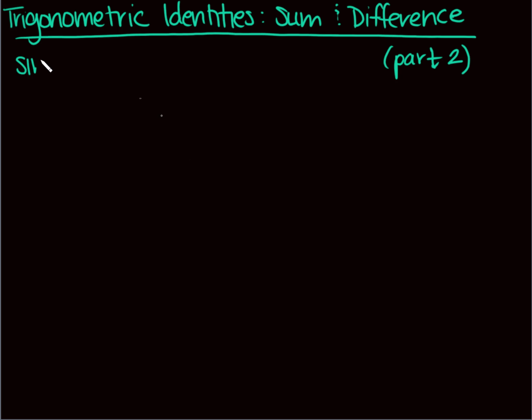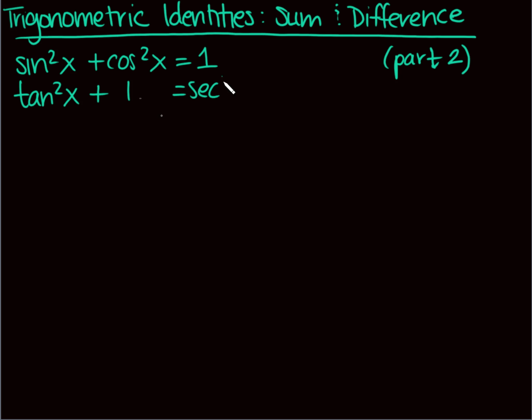So what we know is sine squared plus cosine squared equals 1. And likewise, that means sine squared is 1 minus cosine squared, or cosine squared is 1 minus sine squared. If we divide everything by cosine squared, we get tangent squared plus 1 is secant squared.